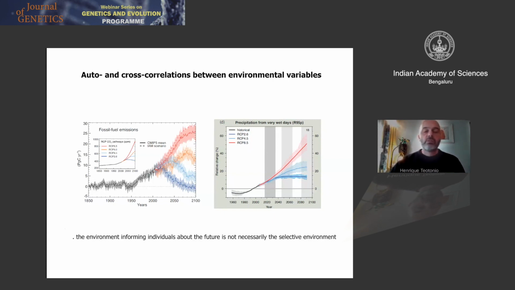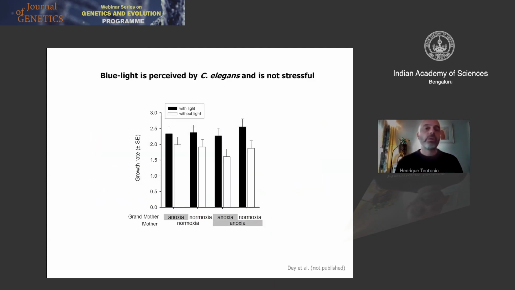So can we disentangle the selective environment from an environment where the information is perceived and potentially transmitted independently of selection? And we, again, were lucky. From the literature, we realized that when we expose the worms to blue light, they are going to react, so they can perceive this blue light, but the blue light exposure is not stressful.